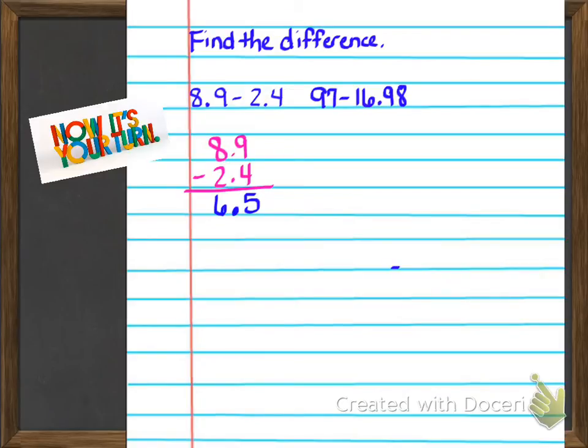97 minus 16 and 9800ths. Now you guys keep in mind that 97, you don't see a decimal in it, which means that its decimal comes at the end of the number, right after that 7, which is right over there. So go ahead and write this number vertically. Go ahead and pause your video and subtract this guy out. Give it a try. You are going to have to regroup and go all the way to the 7 to borrow.